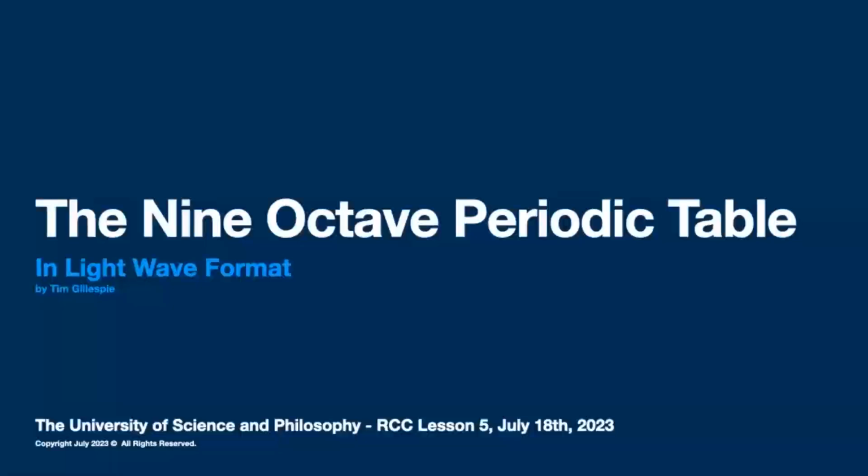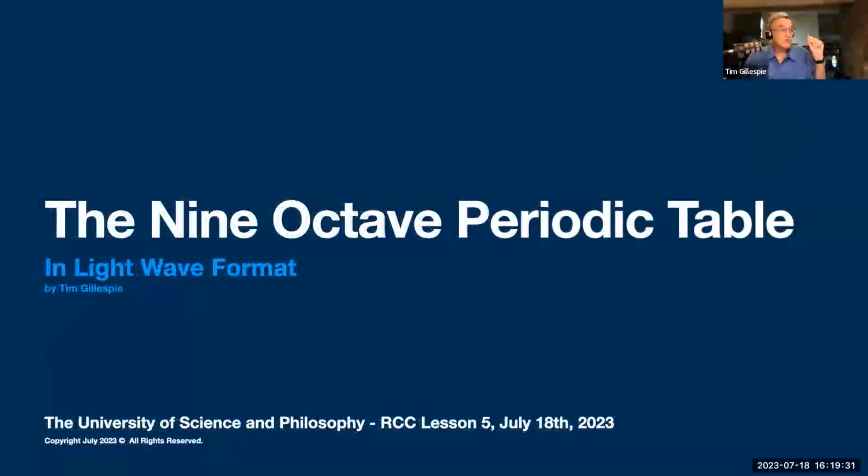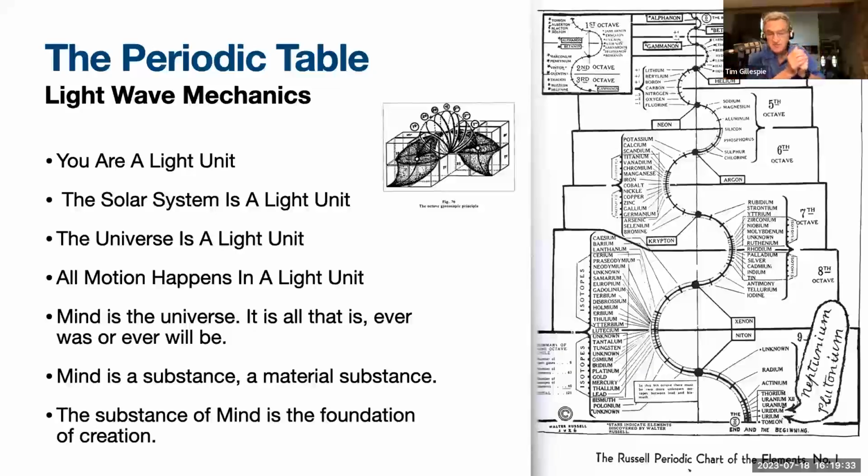So today we want to talk about the 9-octave periodic table in lightweight format. We're going to cover a lot of the same things that we've talked about over the last several months. The reason is because we started with a light unit and we're still on light units. For as long as we're going to be doing this, we'll be on light units. You are a light unit. The solar system is a light unit. The universe is a light unit. All motion in the universe happens inside light units.